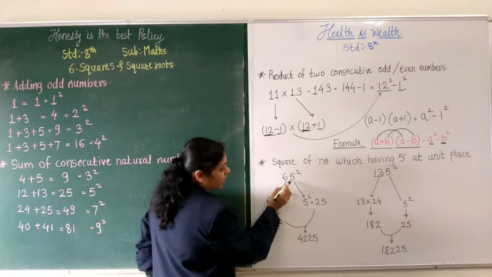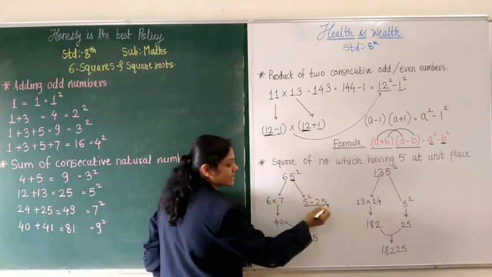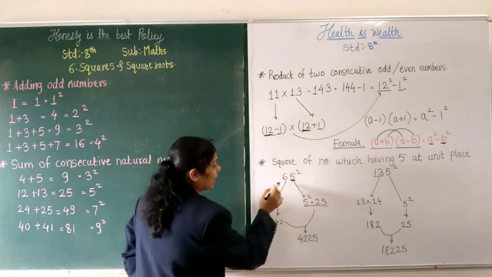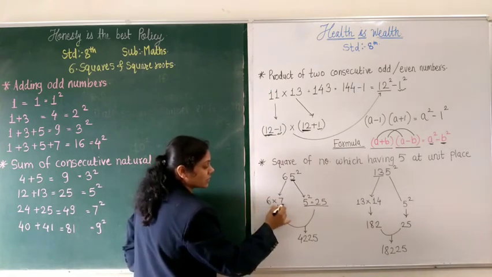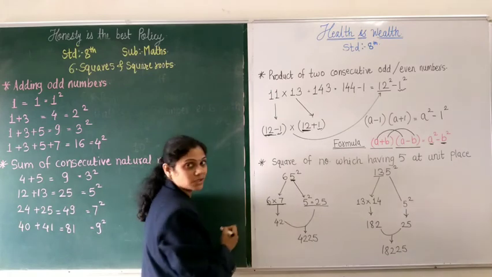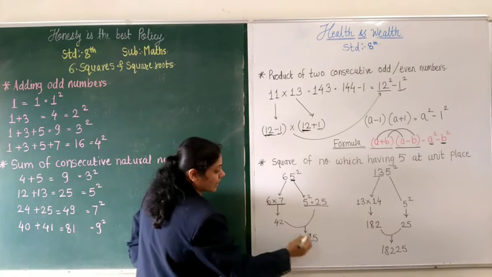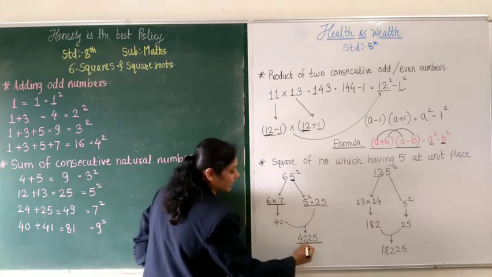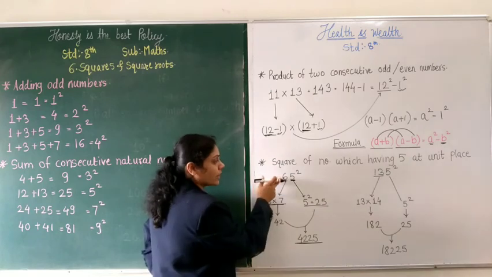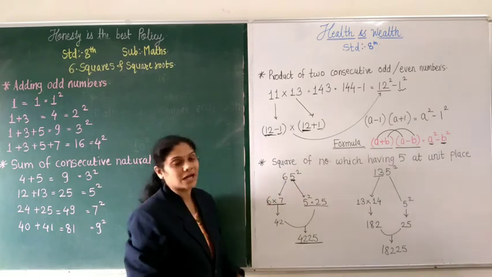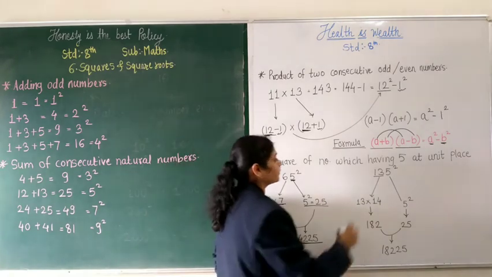65 square. So what is the square of 5 which is at the unit place? That is 5 square is 25. Now we have to take this 6 and we have to take its next consecutive natural number, that is 6 into 7, that is 42. And together numbers we can write and we can get the square of that number, that is 4225. So what is the square of 65? 4225. Let's take one more example.